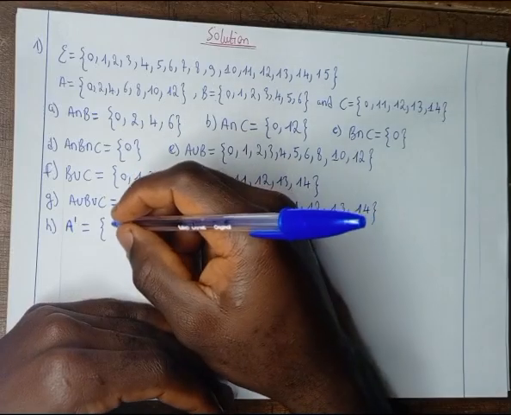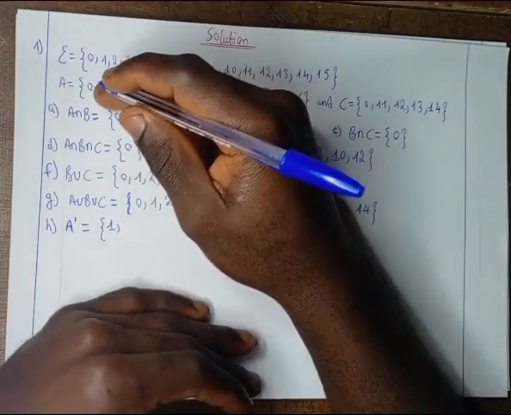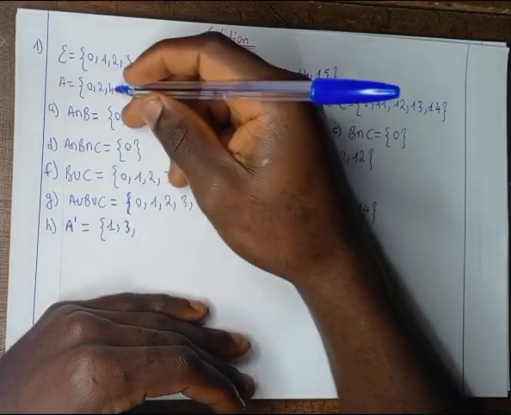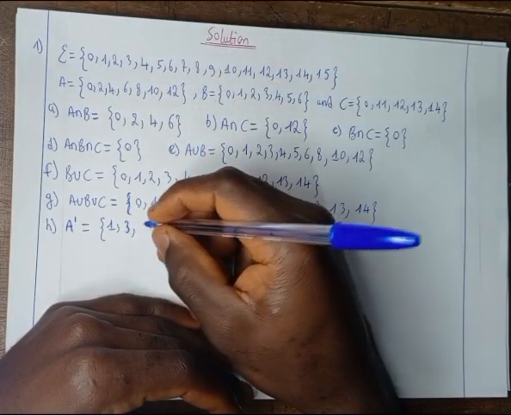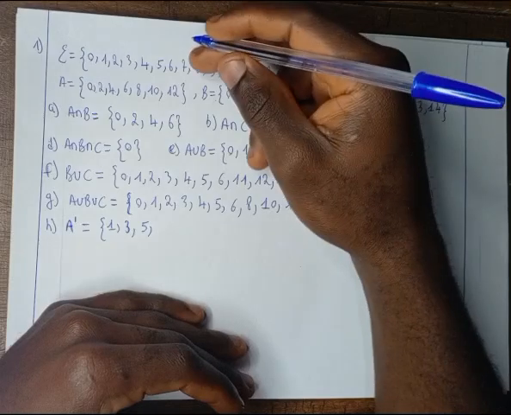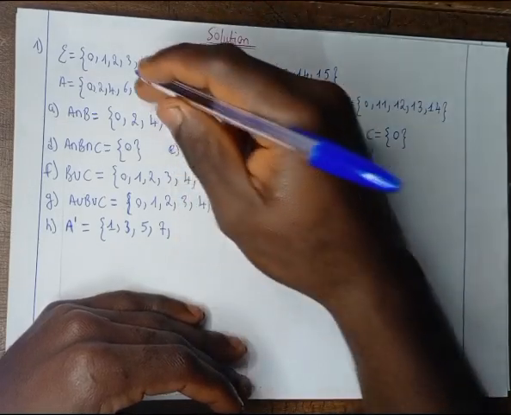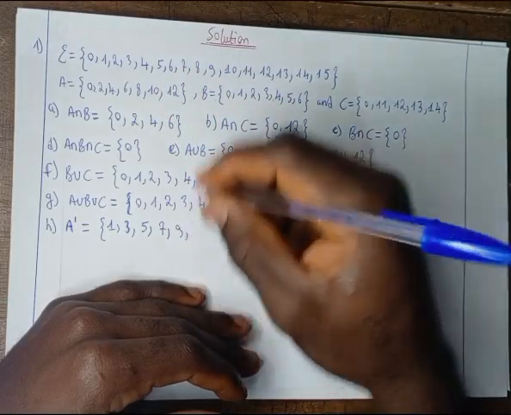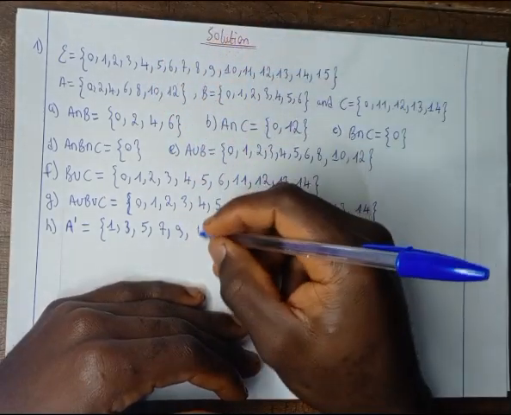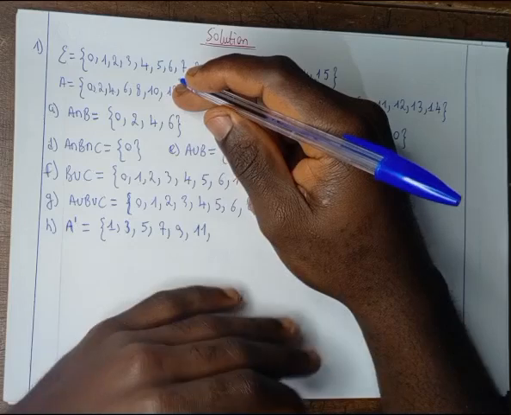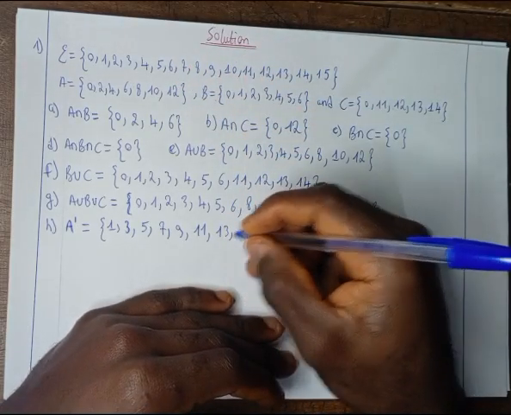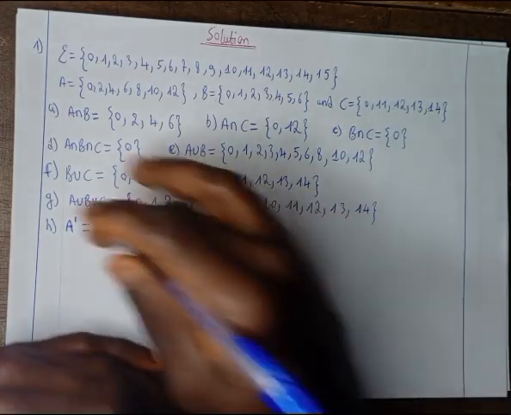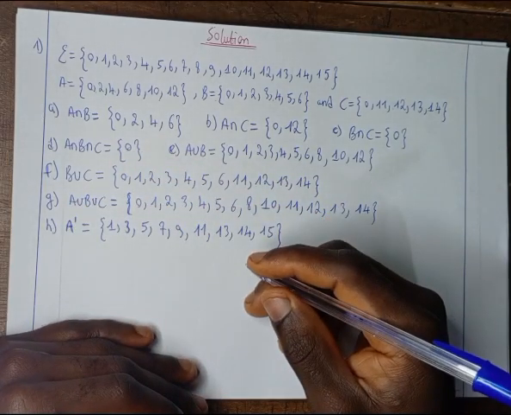There is no 1, so we are going to write down 1. There is 2 in the set A. There is no 3, we are going to write down 3. 4. There is no 5, we write 5. 6. There is no 7, we write 7. 8. There is no 9, we write 9. There is 10. There is no 11, we write 11. There is 12. There is no 13. There is no 14. There is no 15. So this is the set A complement.